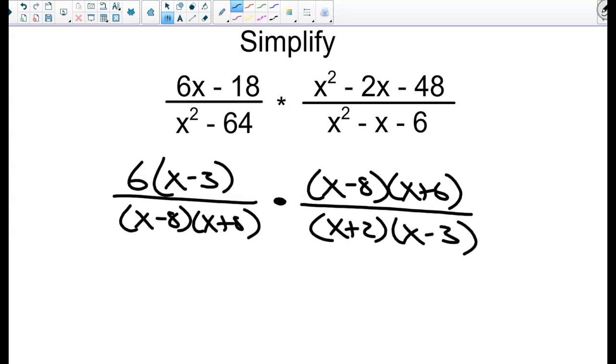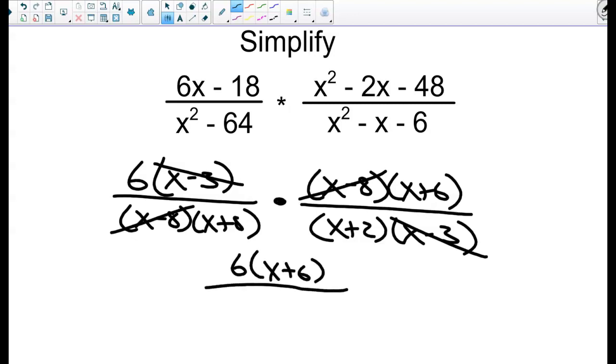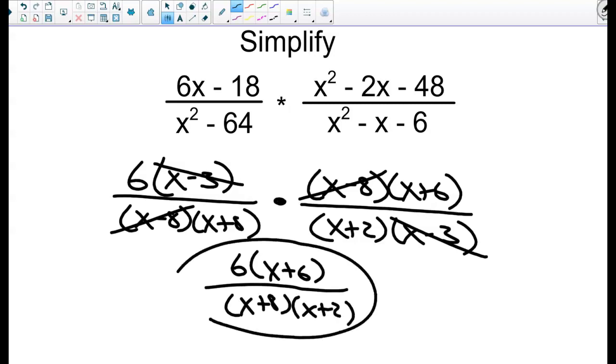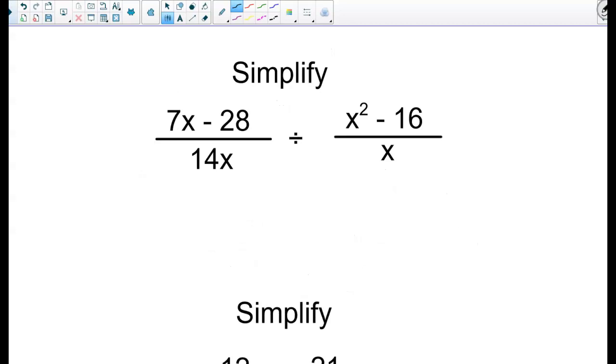And we're looking to cancel diagonally. The x minus 3 is canceled. The x minus 8 is canceled. And I'm left with 6 times x plus 6 over x plus 8 times x plus 2. We cancel vertically, we cancel diagonally, we multiply across horizontally. We multiply horizontally, you don't cancel horizontally.